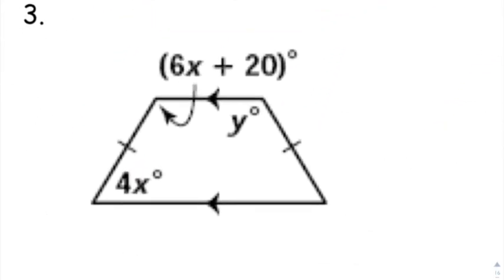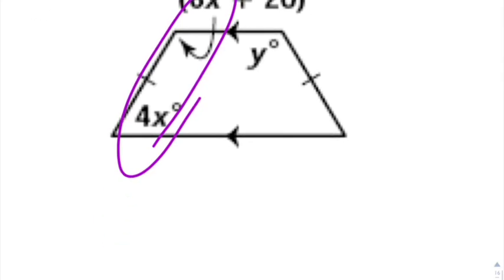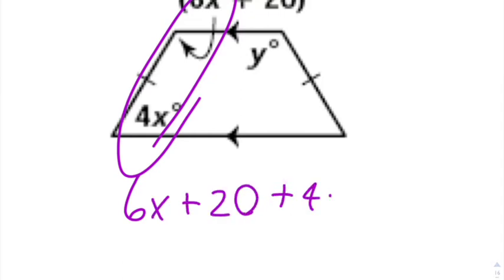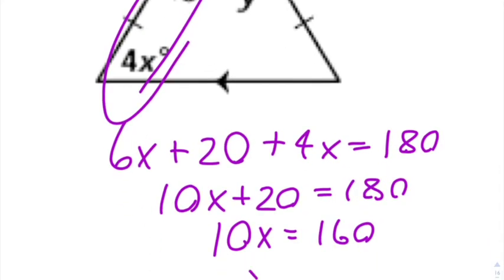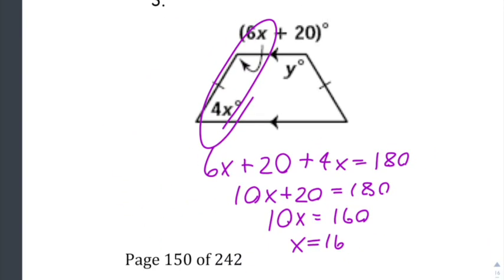Okay, let's see what we got going on here with this one. So consecutive interior angles need to be supplementary with a trapezoid. So we'll put plus 4x, and then that all adds up to 180. So that'd be 10x, and then plus 20, then equals 180. So that's 160, x is 16.